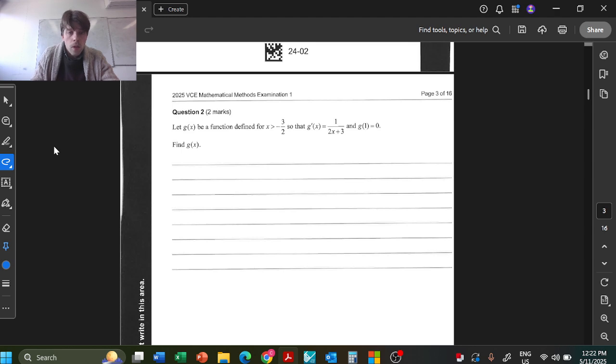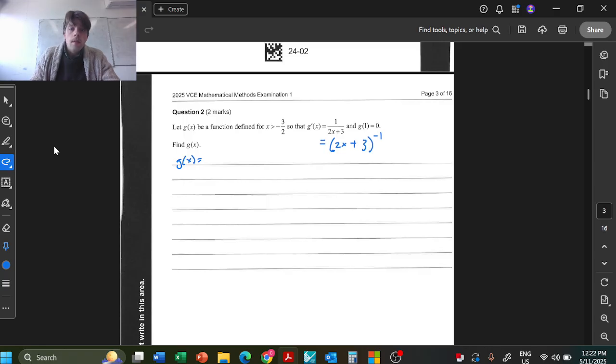Now let's suppose we have a function defined for x greater than negative 3 over 2, and this is our derivative. We've been given the derivative function and need to work out the original function, so we apply the antiderivative. Once again, we can write this in terms of indices, so this is 2x plus 3 to the power of negative 1. Then we need to work out the integral of this. Remember there'll be a plus c. The integral of this is going to be a logarithm.